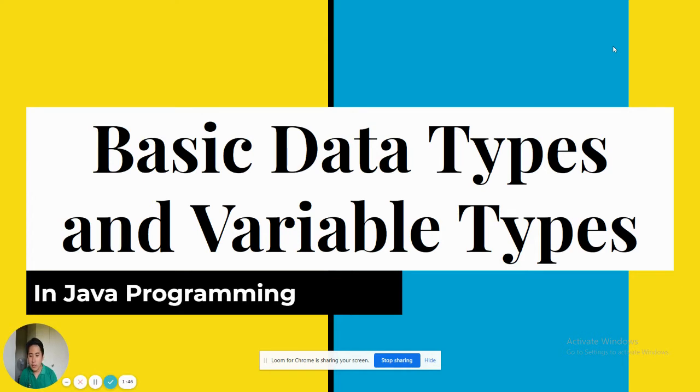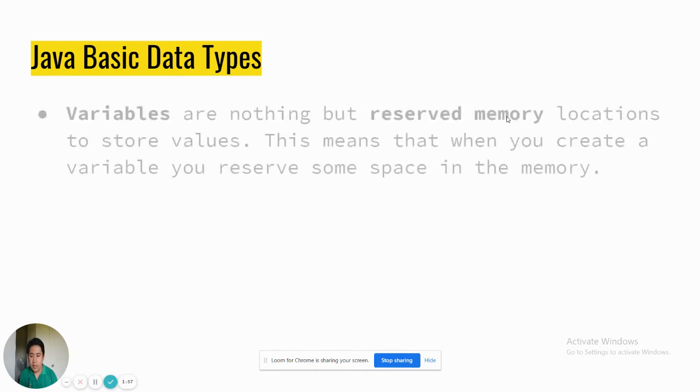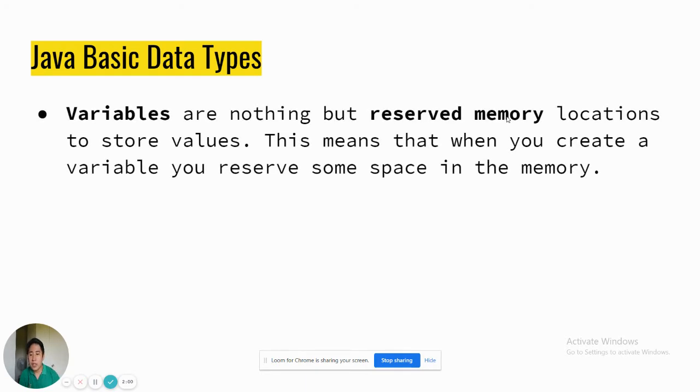Next slide. First, let me talk about Java basic data types. There are different Java basic data types. The first one is variables. Variables are nothing but reserved memory locations to store values. Variables are also just a storage of values that we can use in our program. That is a variable.